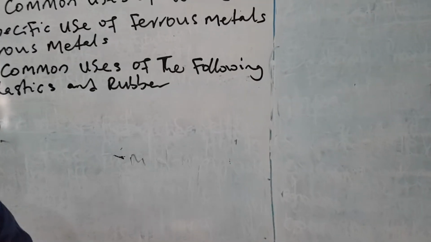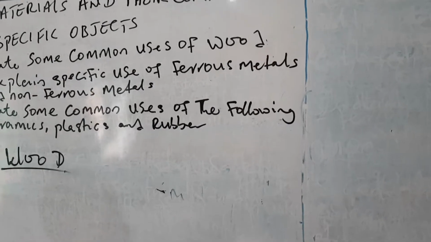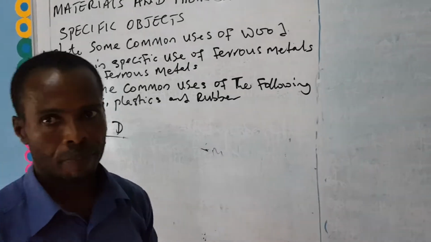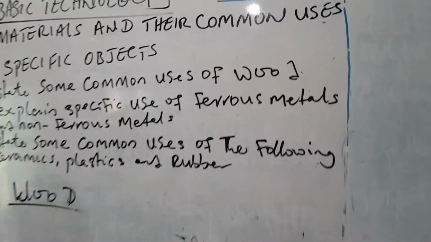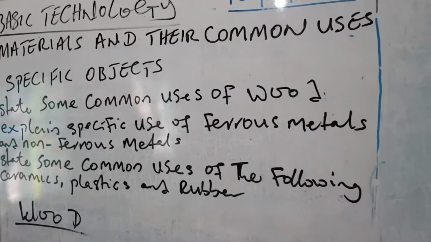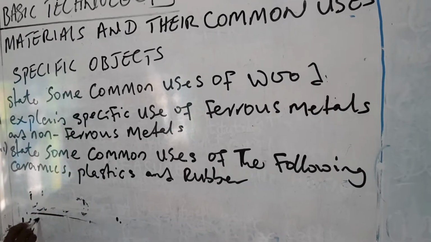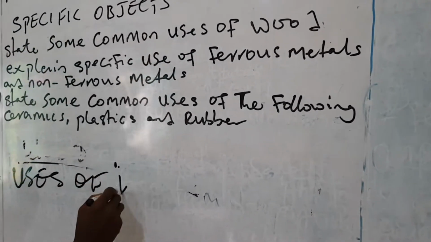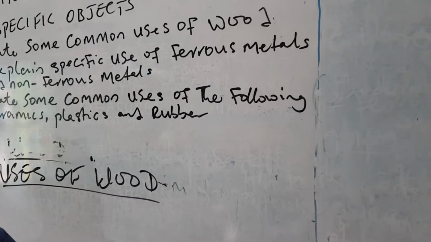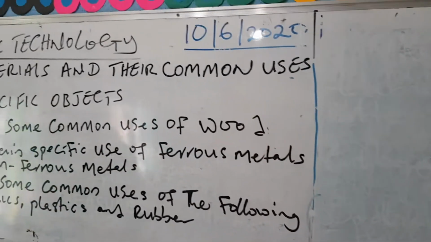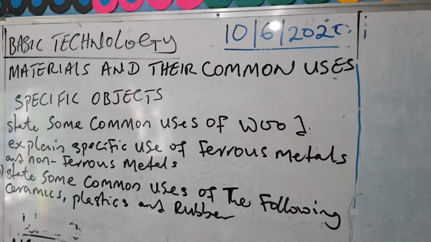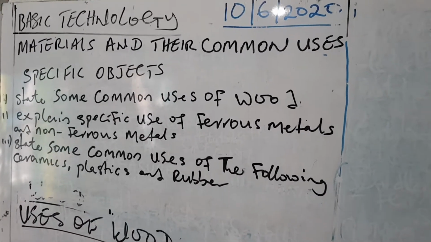Now, in the previous class we discussed wood and the types of wood, which are hardwood and softwood, with examples. Now, we are going to discuss the uses of wood. Number 1, wood is used for manufacturing, it's used for furniture making.